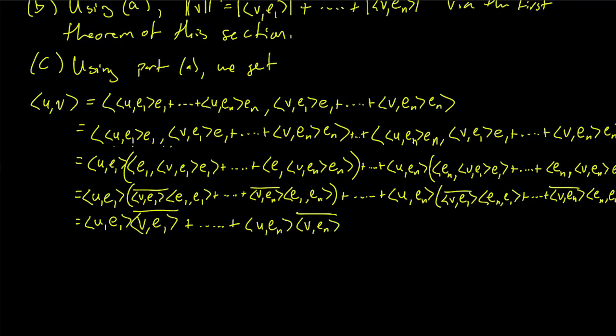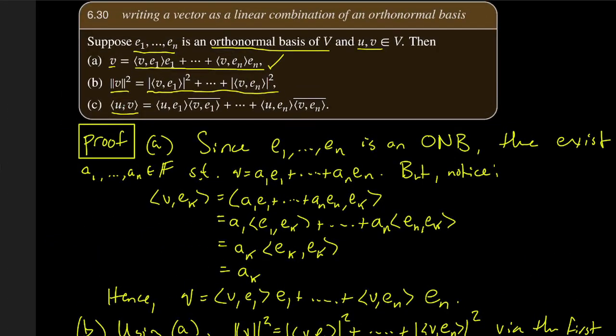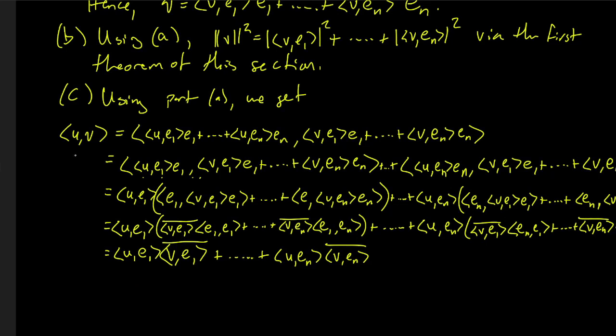And hey, wait a second. Have I written this all good so far? Yep, this looks right, because up here, we said that the inner product of U with V is equal to the inner product of U with E1 times the conjugate of the inner product of V with E1, plus all the way down through the same thing up to EN. Do we have that? Yes, added up all the way down to the inner product of U with EN times the conjugate of the inner product of V with EN. So we are done.